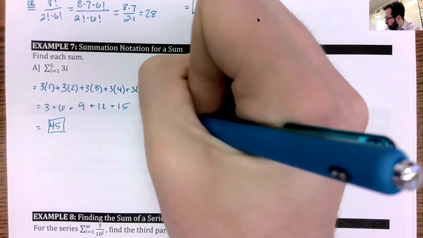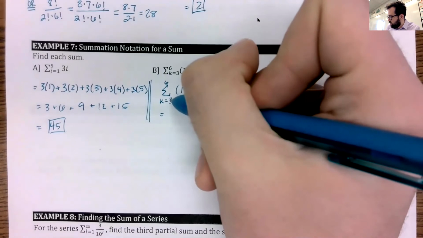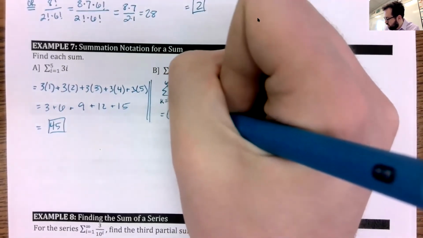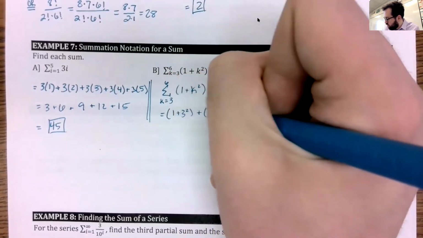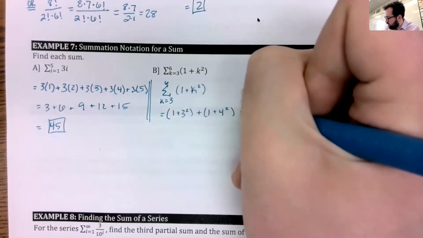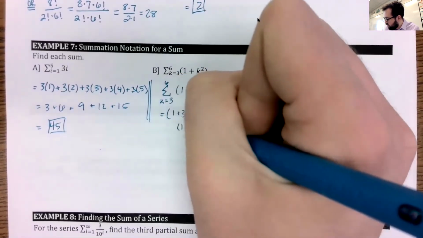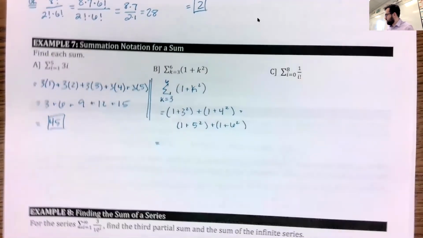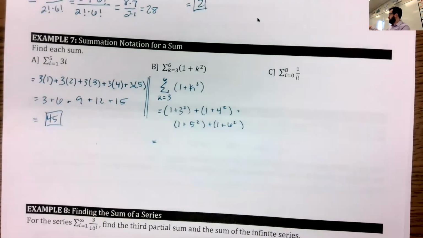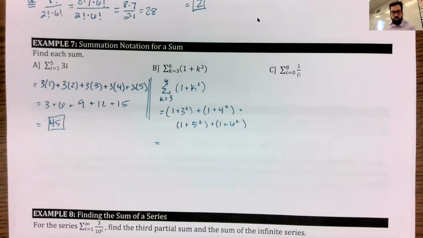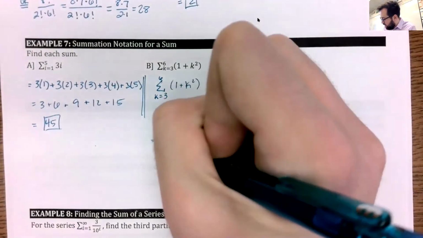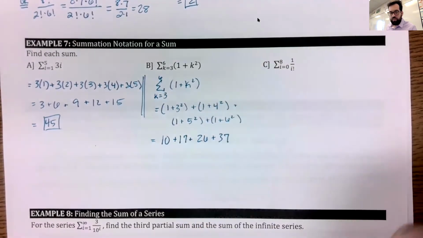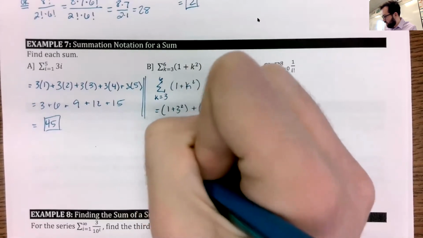And that's going to equal, so we're going to plug in the numbers from 3 through 6. So we're going to plug in 3, 4, 5, and 6. So we have 1 plus 3 squared, plus 1 plus 4 squared, plus 1 plus 5 squared, plus 1 plus 6 squared. Okay, and that's what we're going to be adding together. So we'll end up with 10 plus 17 plus 26 plus 37. And we add those all together, we're going to end up with 90.